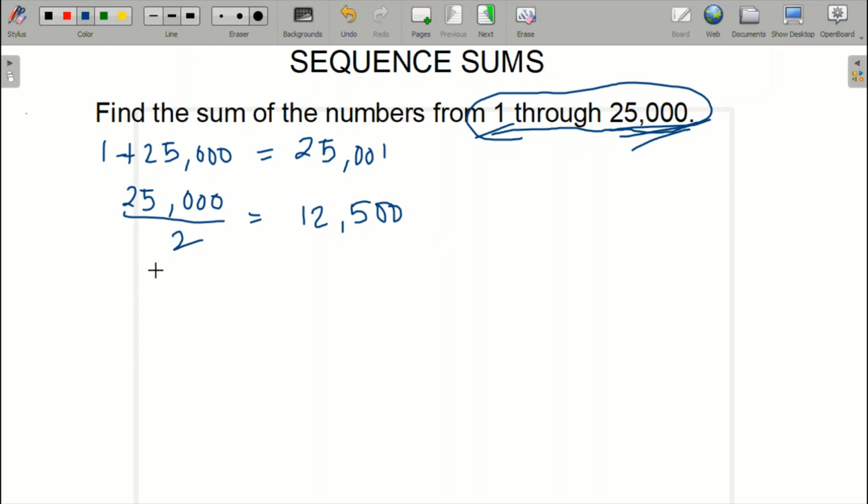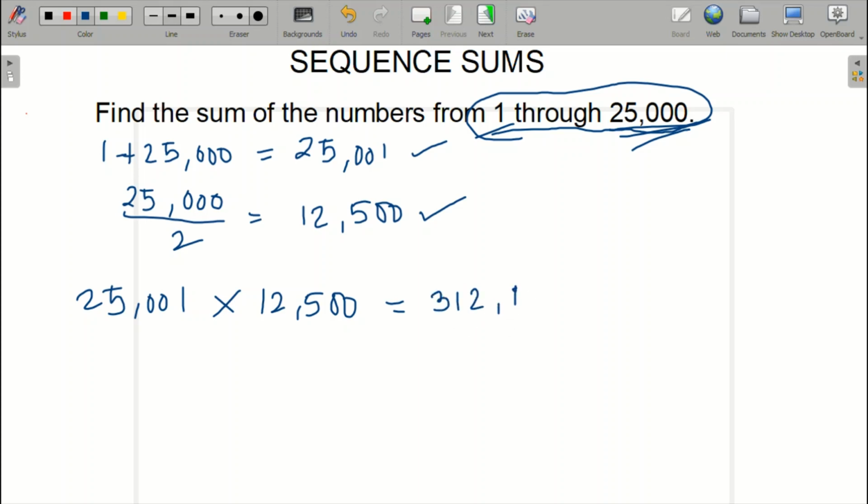The third step, we're going to multiply the pairs of numbers and the sum of each of pairs. This is the sum of each of pairs, and this is the pairs of numbers. So 25,001 times 12,500 equals, the answer is 312,512,500. Now this is the sum of the numbers from 1 through 25,000.